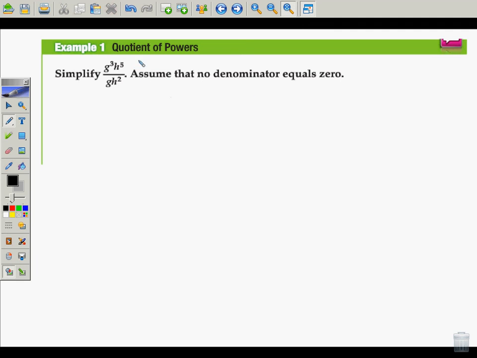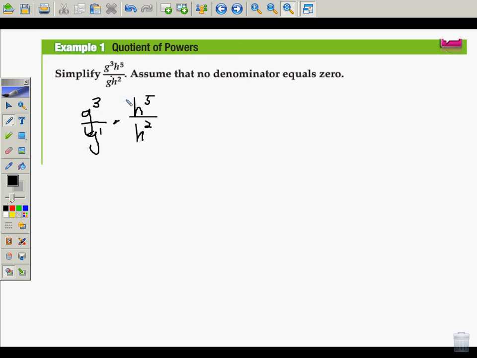So now I've got this quotient. I'm going to think of this piece by piece, looking at variable by variable. So I've got g cubed divided by g, which is really g raised to the 1st power. So I've got g raised to the 3rd power divided by g raised to the 1st power. And then I've also got h raised to the 5th power divided by h raised to the 2nd power. You do not have to rewrite this. I'm just trying to show you what it looks like.